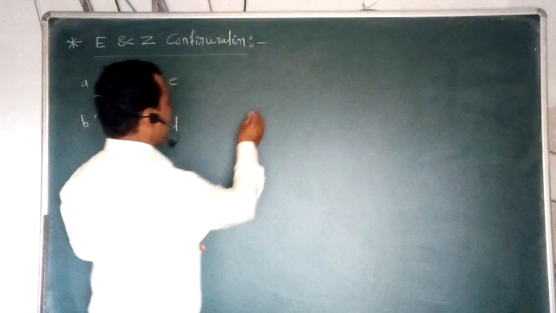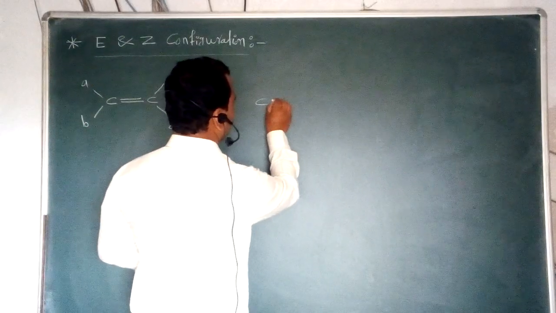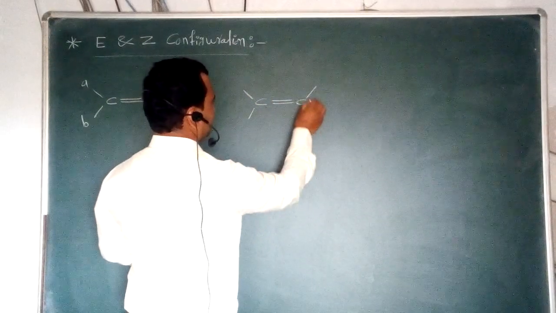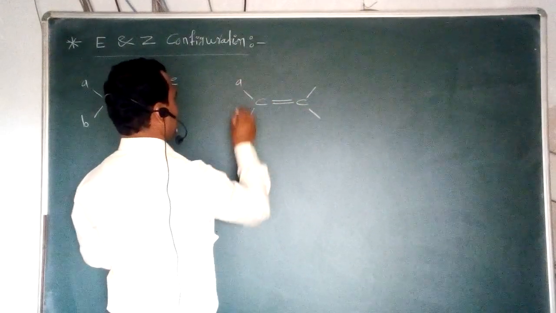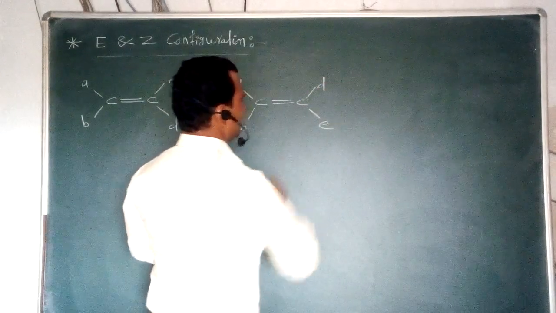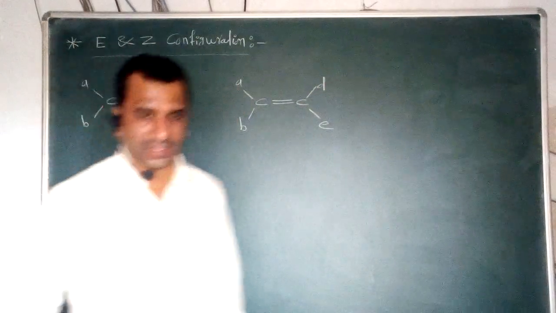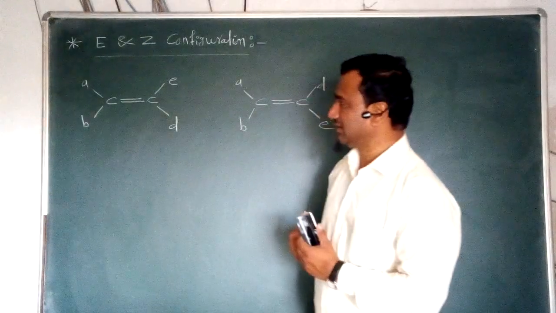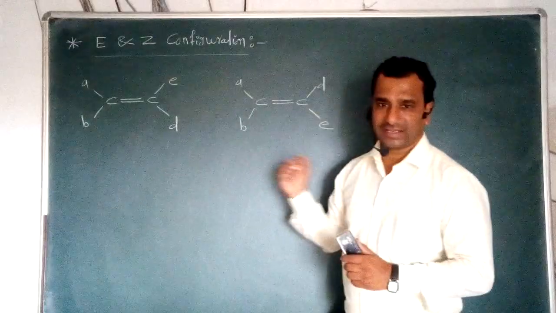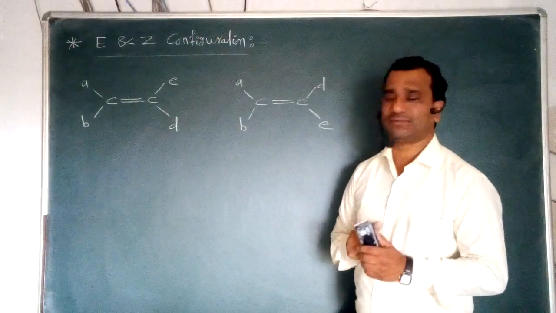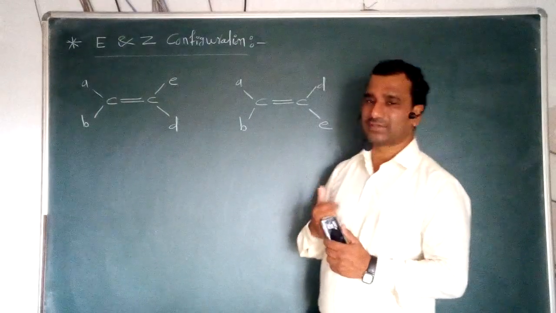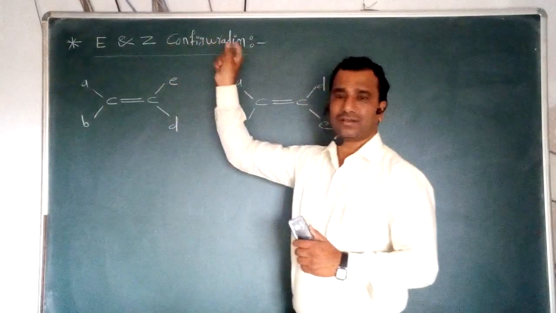Suppose I write the same molecule in another way: here A, then B, and D and E. To the two olefinic carbons, four different atoms are attached here, so it is not possible for us to assign cis and trans. In that situation, the new concept comes, that is the E and Z configuration.